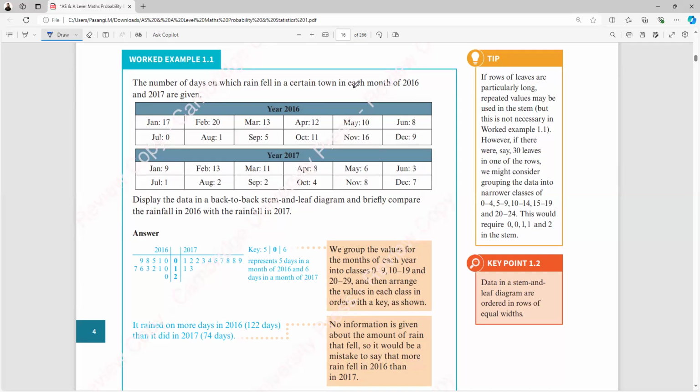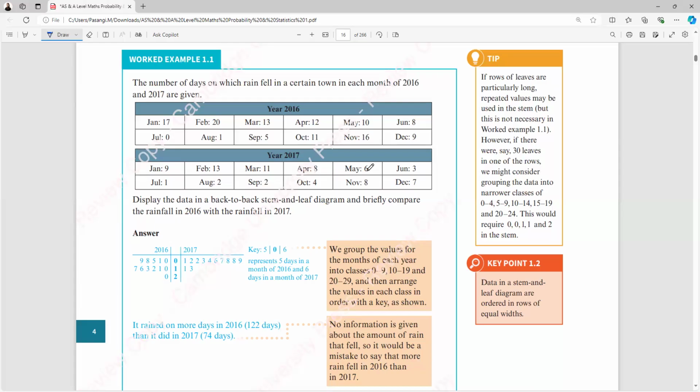Yeah, teacher, but this in the stem 0, 1, 2. Yes, so what has happened there? Then that means actually the number of days on which rain falls in a certain town in each month of the year 2016: January 17, February 7. Display the data in a back-to-back stem and leaf diagram and briefly compare the rainfalls.